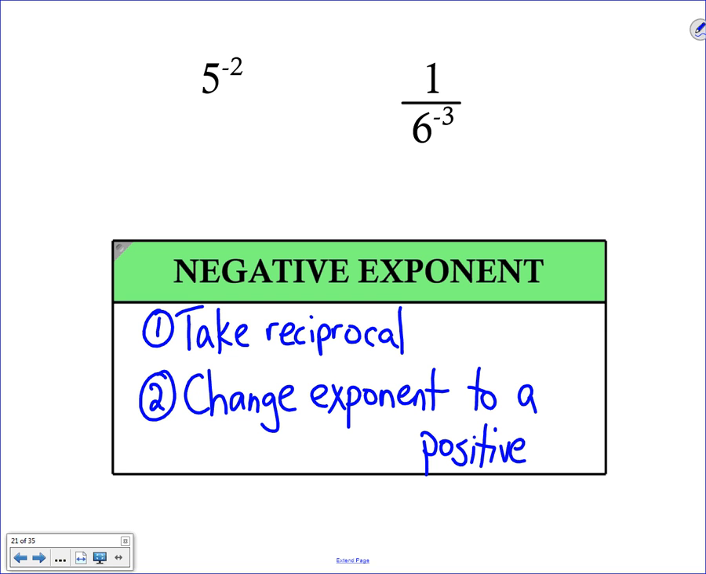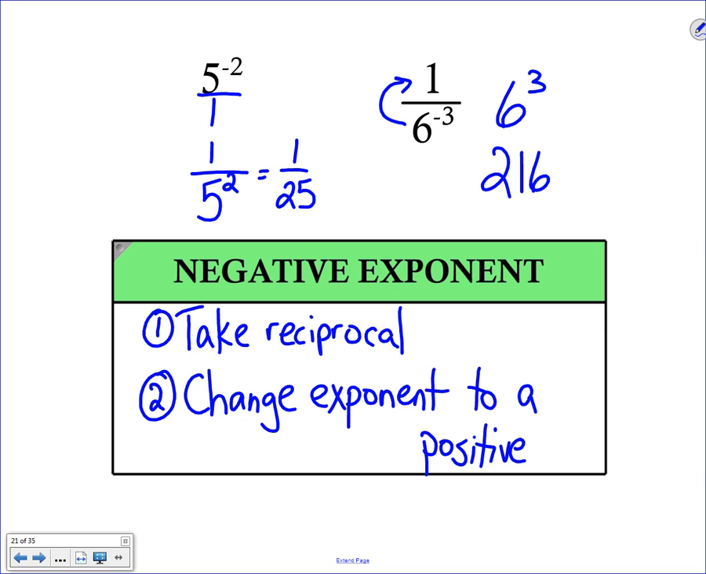to a positive. So 5 to the negative 2 power, this is really 5 to the negative 2 over 1, so when I do the reciprocal, it becomes 1 over 5 and make the exponent positive 2. So this is 1/25. And 6 to the negative 3, I do the reciprocal, so it comes up. The 6 to the negative 3 comes up, and it becomes positive. That's 216.